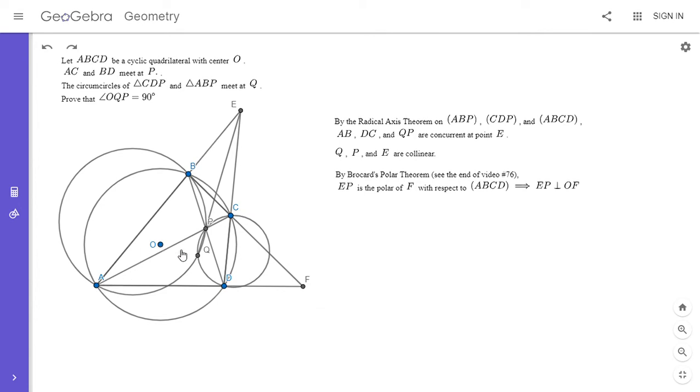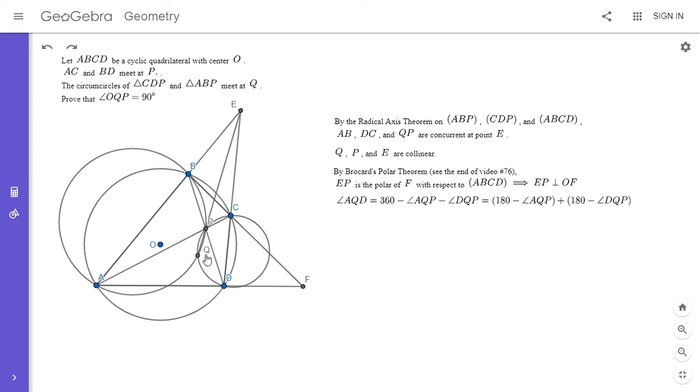So I'm going to prove that AOQD is cyclic using an angle chase, and then the same argument is going to work for BOQC. All right. So I'm going to write out the angle chase here, but I'm going to compute angle AQD, and I'm going to show it's the same as angle AOD. All right. So we have angle AQD. It's equal to 360 minus AQP minus DQP. That's because there's 360 degrees in a full rotation. So AQP, DQP, and AQD have to add up to 360. Okay, so we have 360 minus angle AQP minus angle DQP.